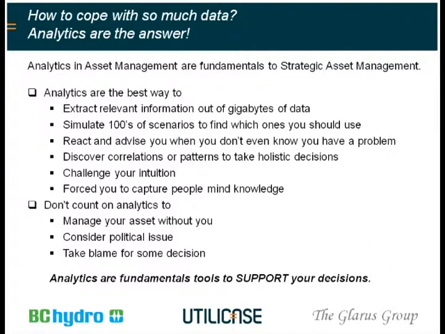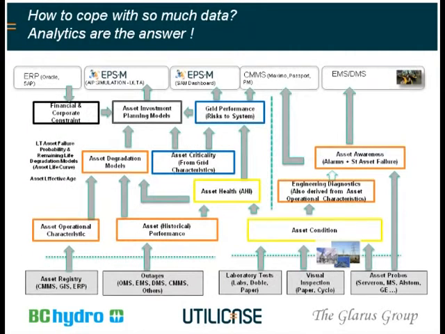So what are the fundamental analytics in a strategic asset management process? This complicated chart is the blueprint. It encompasses most of the analytics necessary to achieve a strategic asset management view. So you have to consider asset condition, asset performance, asset operational characteristics. And as you see at the bottom of that blueprint, data is coming from many different sources.